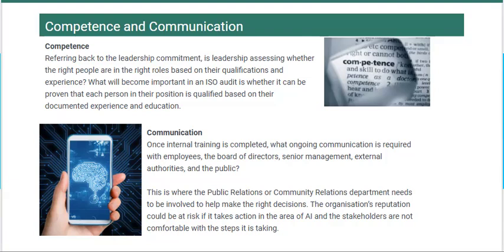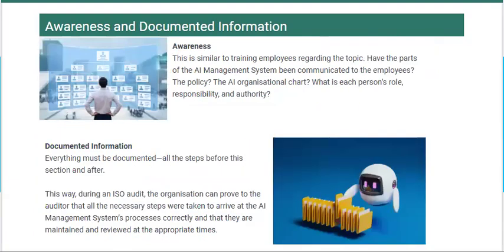Awareness and documented information. Awareness. This is similar to training employees regarding the topic. Have the parts of the AI management system been communicated to the employees? The policy? The AI organizational chart? What is each person's role, responsibility, and authority?